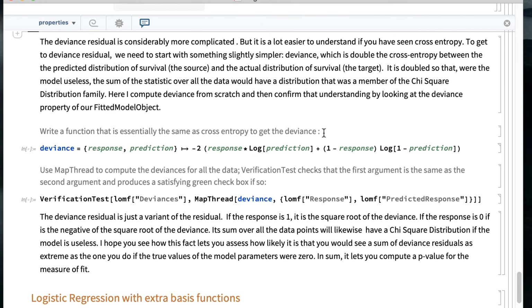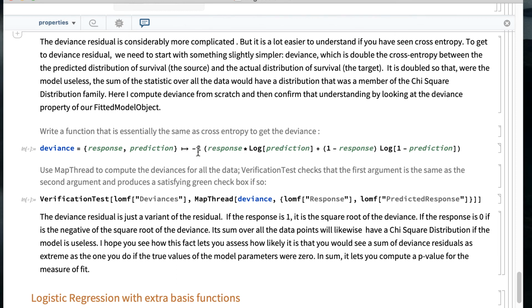And so let's start with something called deviance, which is double the cross entropy between the predicted distribution of survival, the source, and the actual distribution of survival, the target. That is, deviance is basically almost exactly the same thing as cross entropy. The only reason we double it, it's the same reason that we divided by the standard error. It's so that we have a distribution that's a member of the chi-square distribution family, and we only need one table, as it were, to try and understand the results.